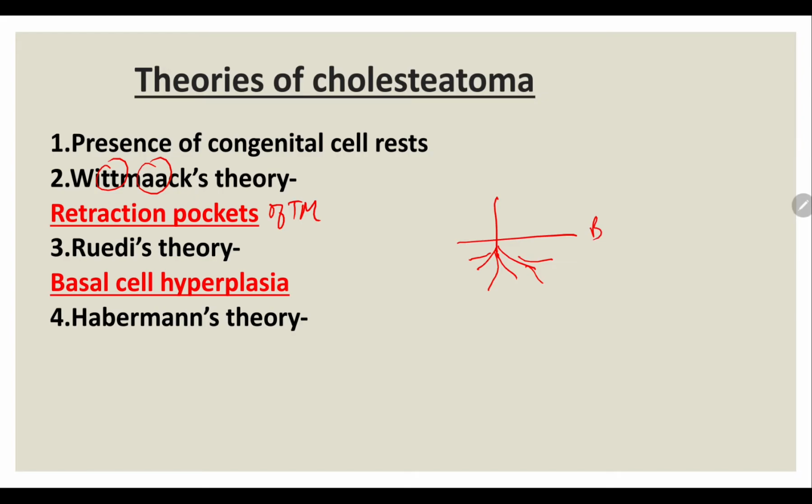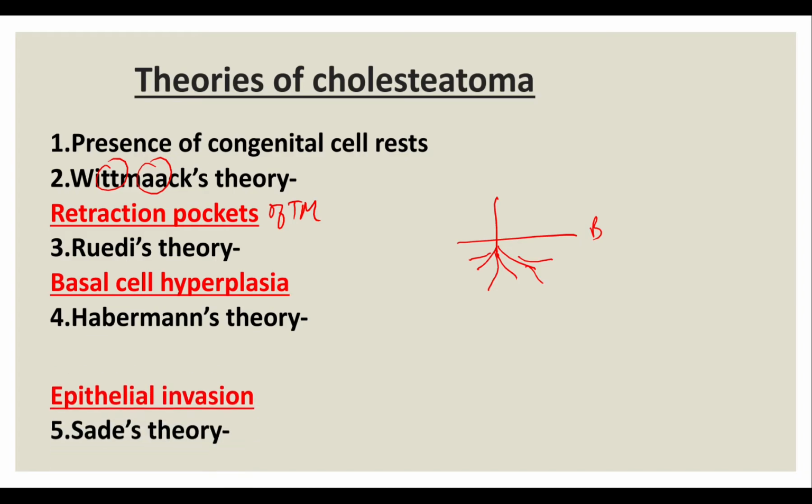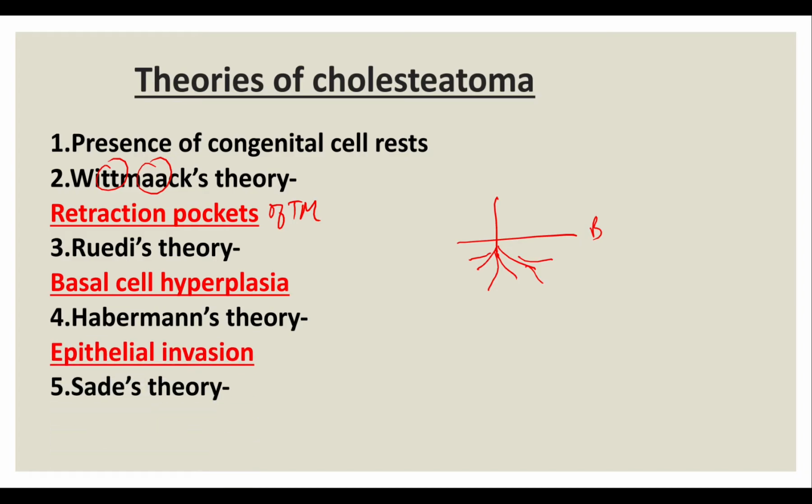Next, coming to Habermann's theory. We know Hab means possession. A man with a mind of possessing everything, that is epithelial invasion. There is invasion of the epithelium through the tympanic membrane perforation. In cholesteatoma, it is associated with attic perforation or the postero-superior part of the pars tensa.